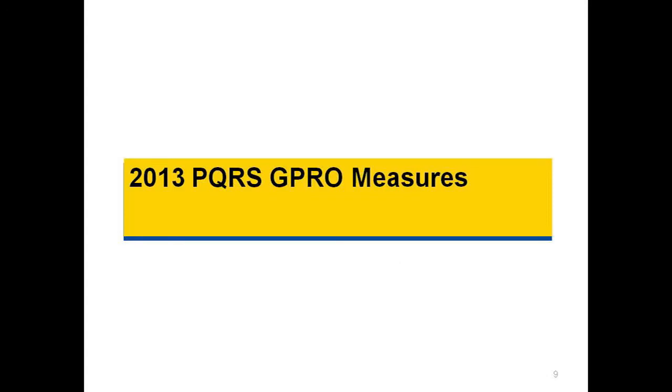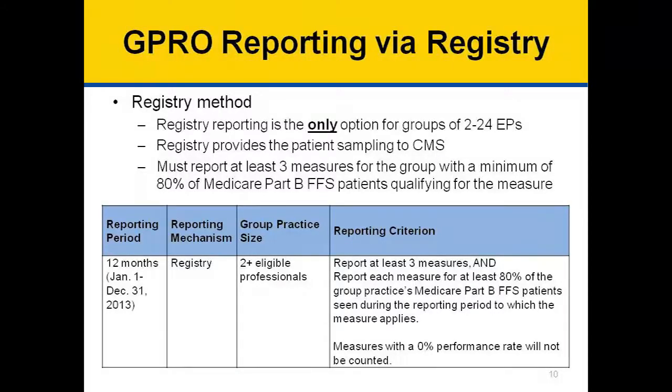2013 PQRS GPRO measures. GPRO reporting via Registry. Registry reporting is the only option for groups of 2 through 24 eligible professionals. The Registry provides the patient sampling to CMS, and you must report at least 3 measures for the group with a minimum of 80% of Medicare Part B fee-for-service patients qualifying for the measure. Measures with a 0% performance rate will not be counted.